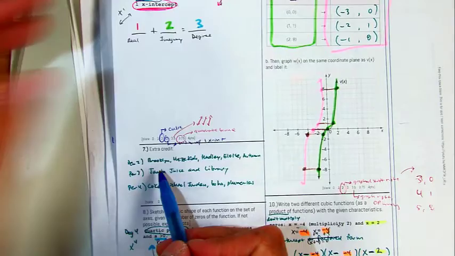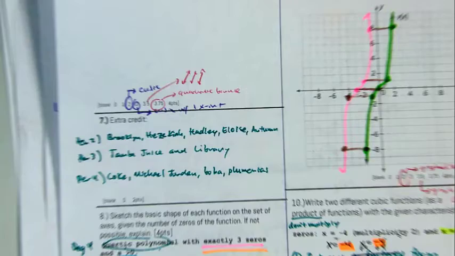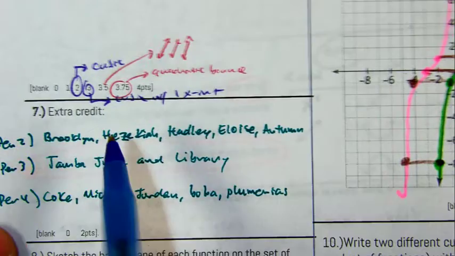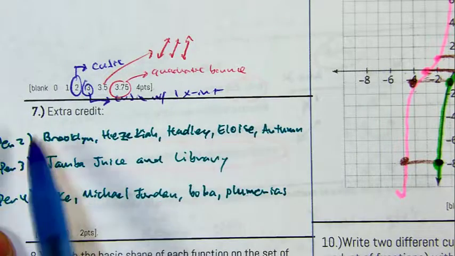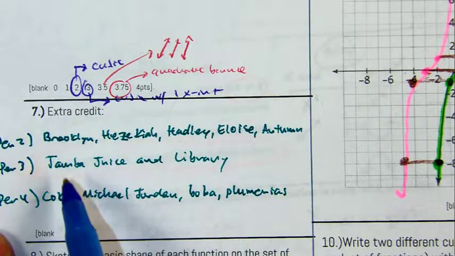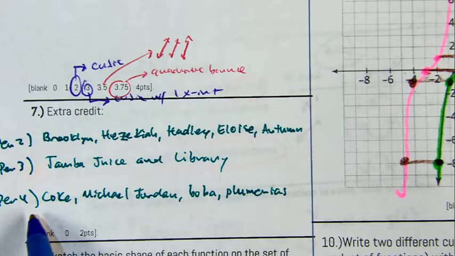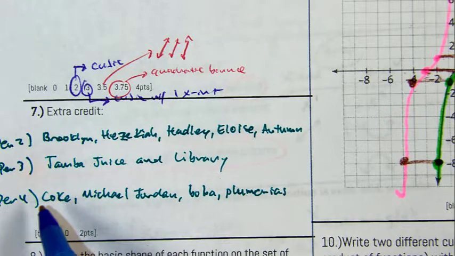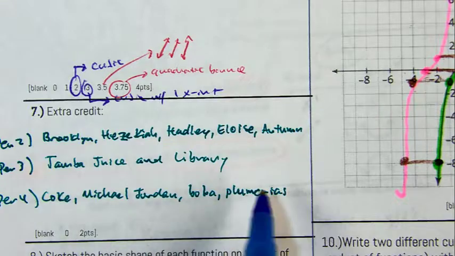The extra credit questions. What was the name of one of my children? There they are. Brooklyn, Hezekiah, Hadley, Eloise, Autumn. What's one job I had in high school? Jamba Juice or the library? And then what is something I liked from the beginning of your video? Coke, Michael Jordan, Boba, or Palmarius?